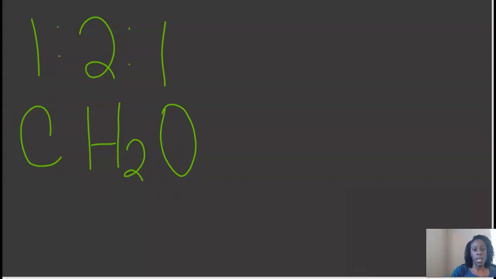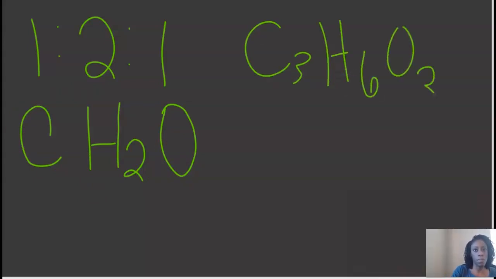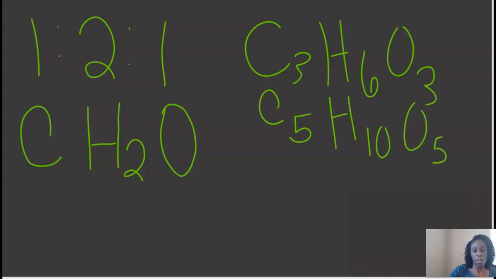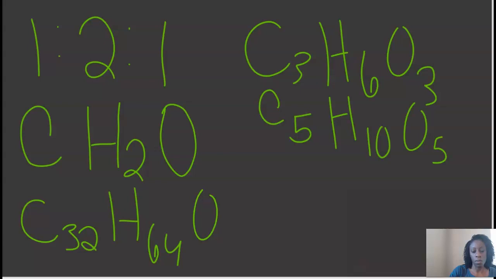For instance, we can have C3H6O3 or C5H10O5 or C32H64O32.